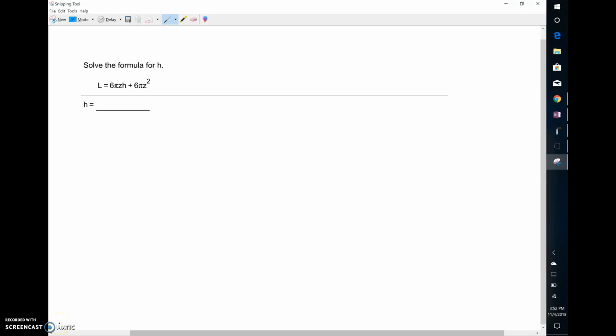This is from section 9.5 where you have to solve for a given variable. And I'm going to go ahead and write down the formula. L is equal to 6 times pi times z times h plus 6 pi z squared. And you notice that we only have variables. We do have coefficients, but we're just dealing with variables. So we're trying to solve for h.